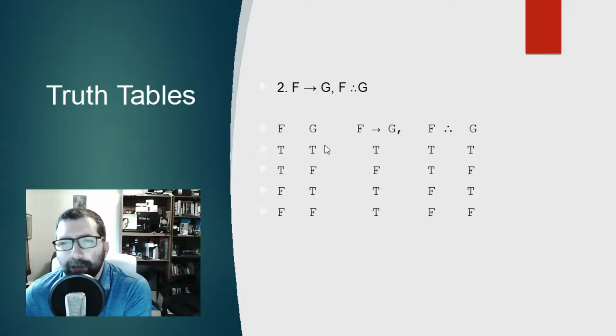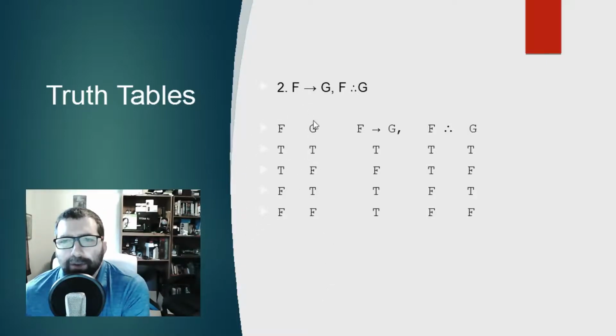So once we've got all the combinations, and this is all of them, right? These are the only 4 combinations of true and false for these 2 statements, F and G. Either they're both true, they're both false, one of them's true and the other one's false, or the other one's true and the first one's false.